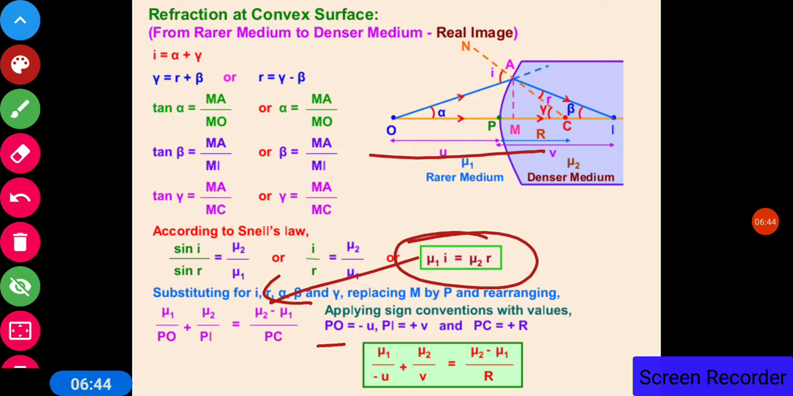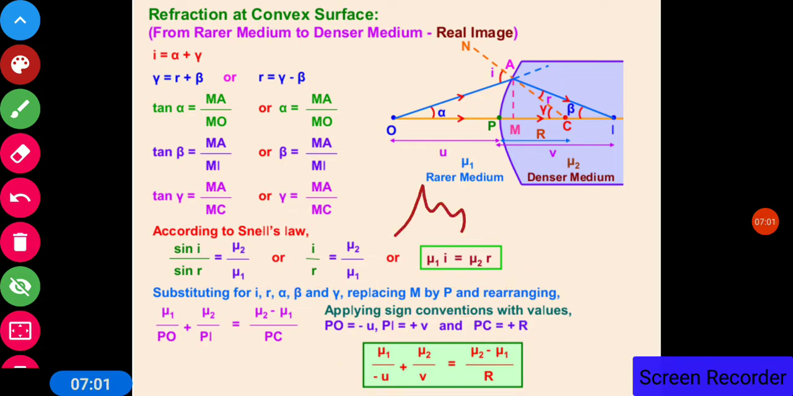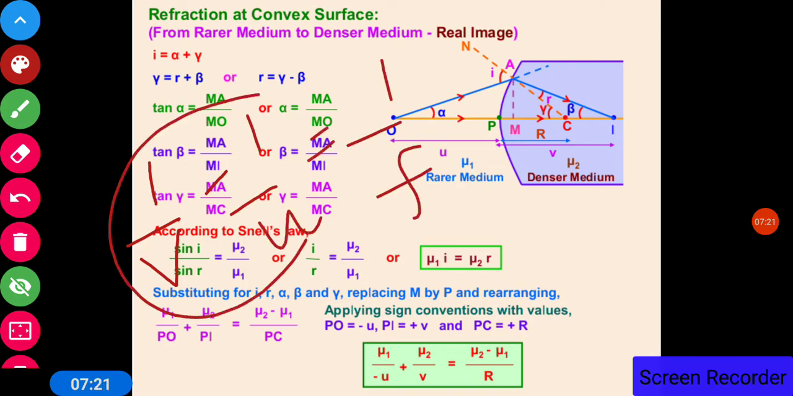Now when we put the values, the result reduces to mu1 upon minus u plus mu2 upon v is equal to mu2 minus mu1 upon r. Look at this: mu1 upon minus u, because the object is in the medium whose refractive index is mu1. The image is in the denser medium mu2, so this is mu2 upon v, and mu2 minus mu1, because in the lens formula you remember that 1 upon v minus 1 upon u is equal to 1 upon f.